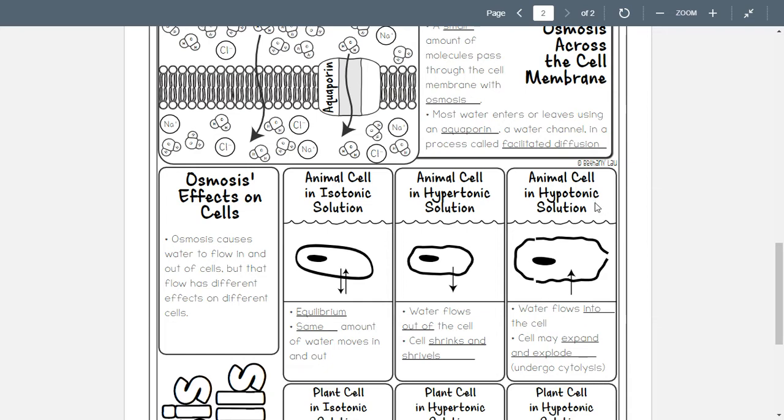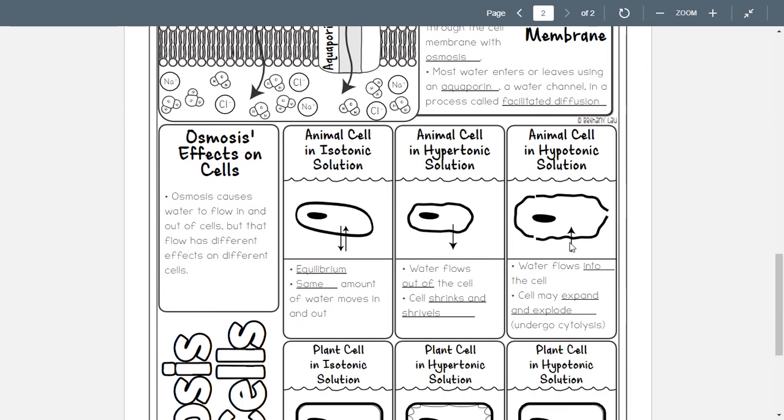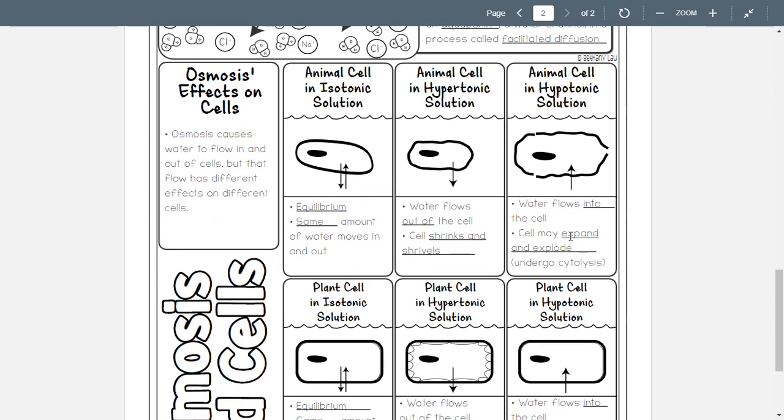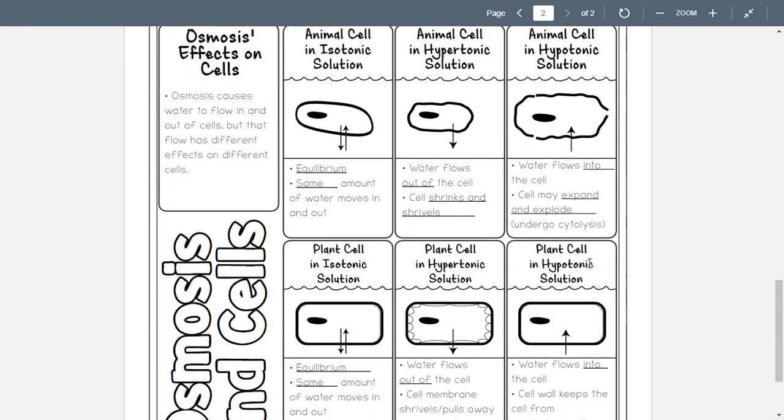So I have a little saying, hypo-hippo, meaning that in a hypotonic solution, a cell is going to swell like a hippo. It could expand to the point of exploding, which is an example of something we call cytolysis. Cyto, cell; lysis, to break. So cytolysis is the breaking of a cell.